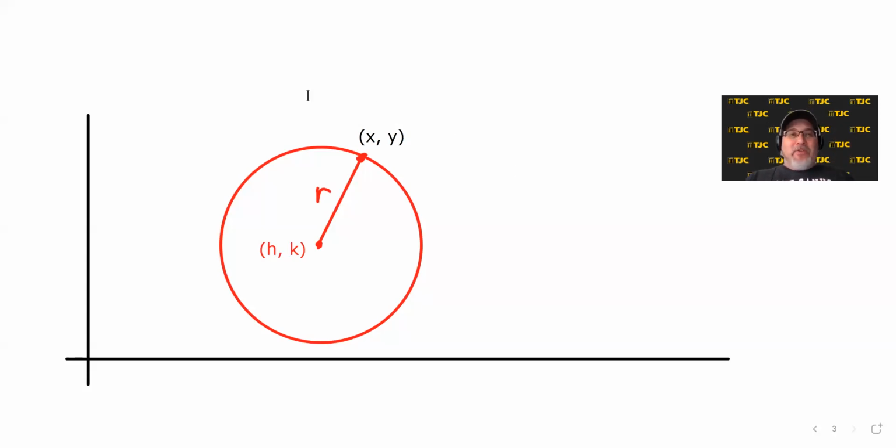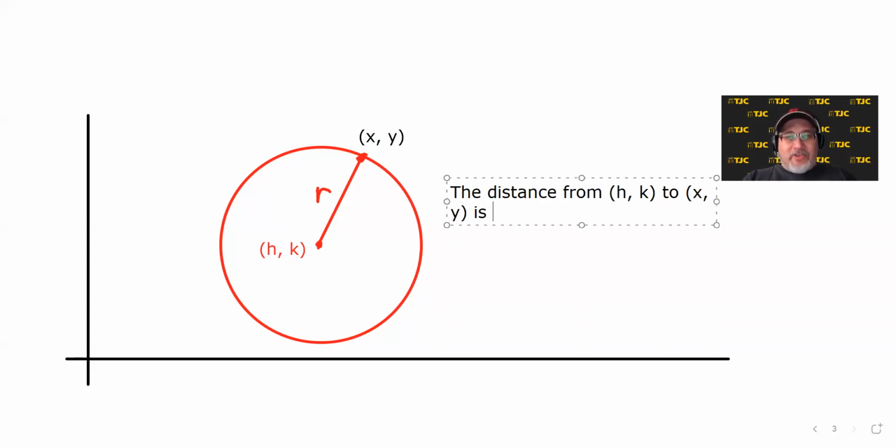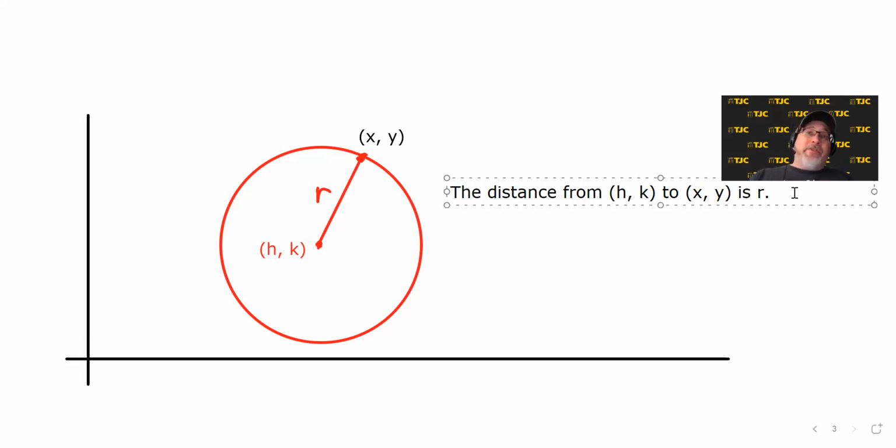And how do you get to be on the circle? Well, we've already said this, but the way you get to be on the circle is the distance from H comma K to X comma Y is R. That's how you get to be on a circle, if you are the correct distance from the center. So how can we turn this into an equation? Well, we could if we had a formula for distance. Oh, wait, we do. I'm not going to rewrite the distance formula. It should be in your notes.